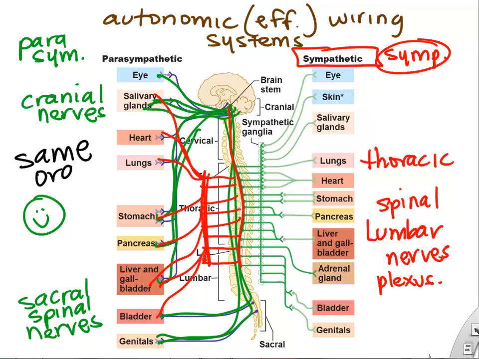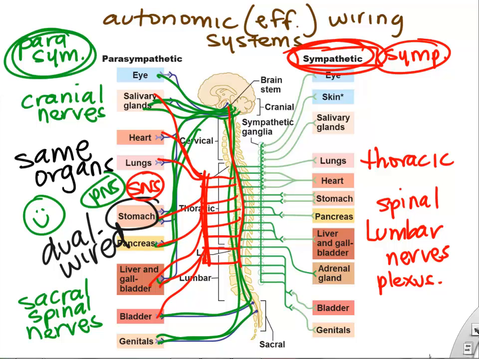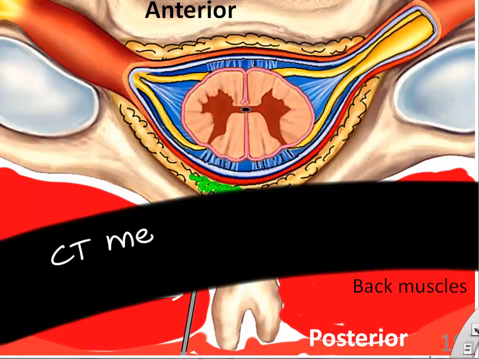There's also some nerve plexuses in your abdominal and thoracic cavity. So something like your stomach will have sympathetic wiring and parasympathetic wiring, and they just come from very different regions of your anatomy. So keep that in mind.